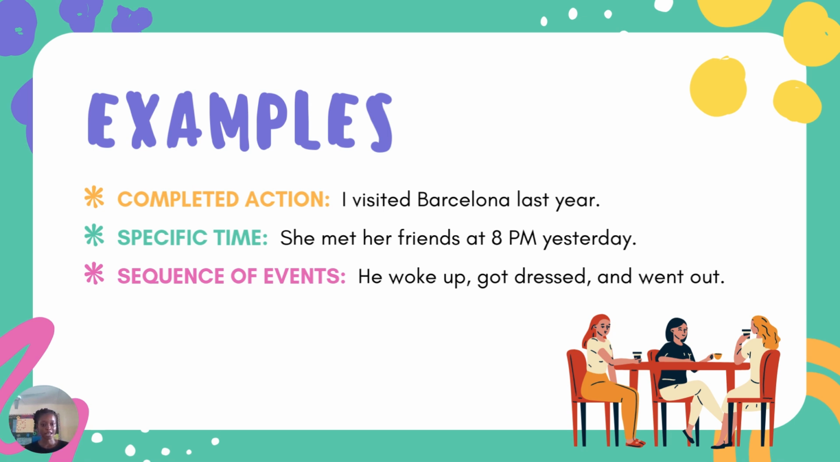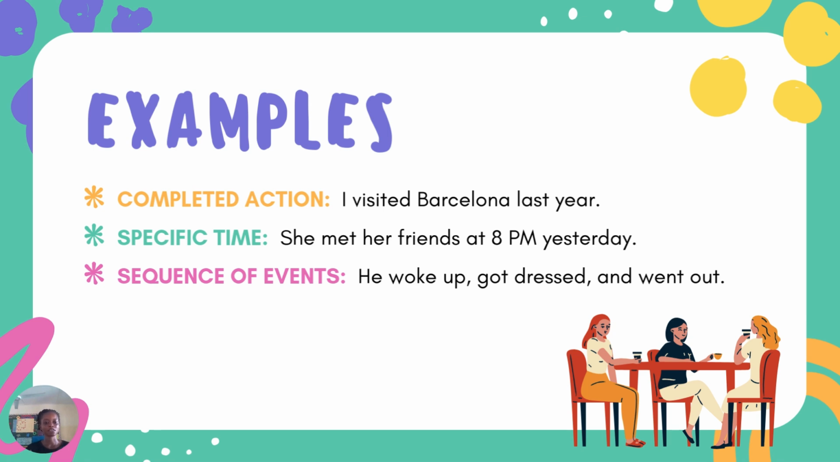For a specific time example, we have: she met her friends at 8 p.m. yesterday. Now, this sentence is telling us about an action that occurred at a specific time, making use of past simple tense, which is met.